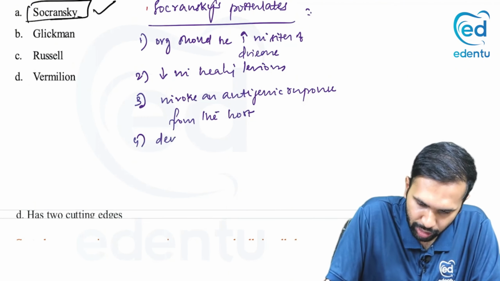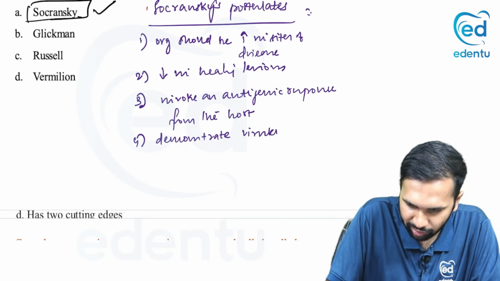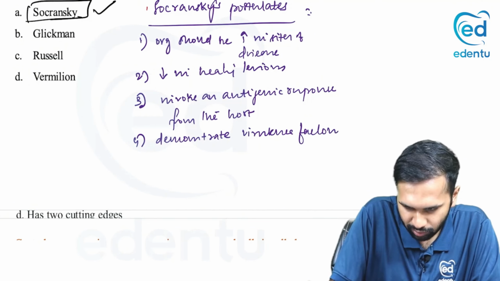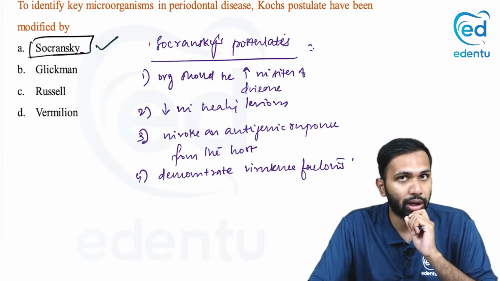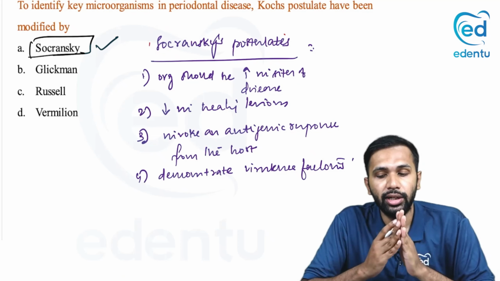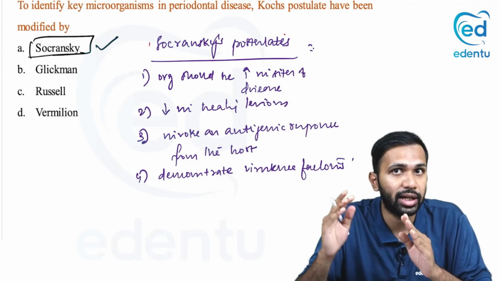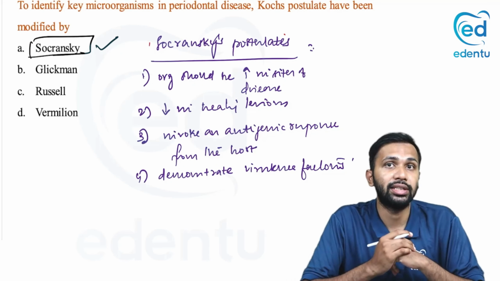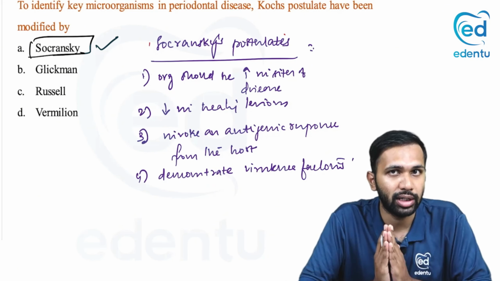Number 4, it should demonstrate characteristic virulence factors. Right? And these were the postulates given by Socransky. The answer to this question will be Socransky, and it was a modification of Koch's postulates. And the disadvantage of Koch's postulates is that all the bacteria cannot be grown in pure culture.